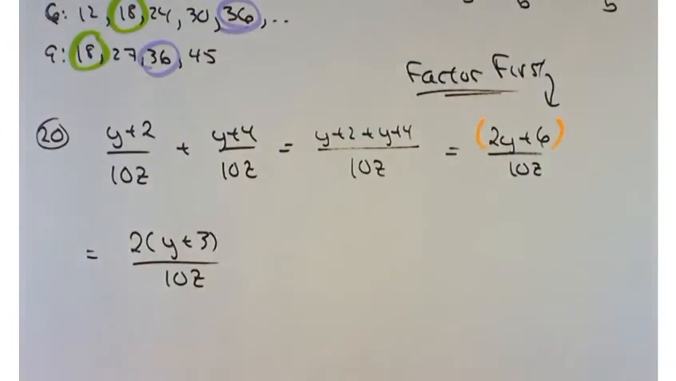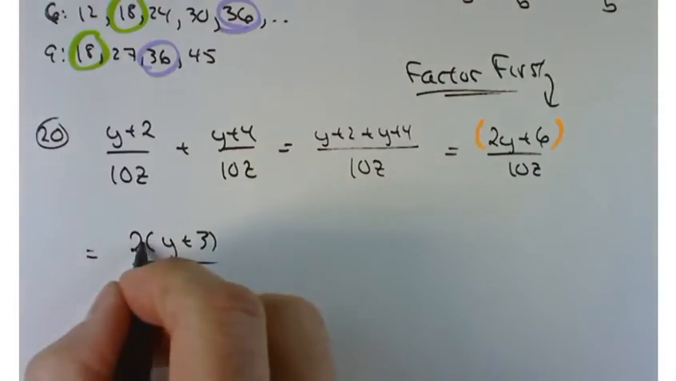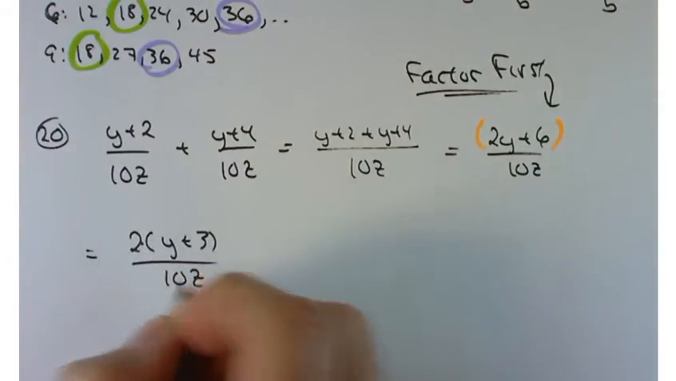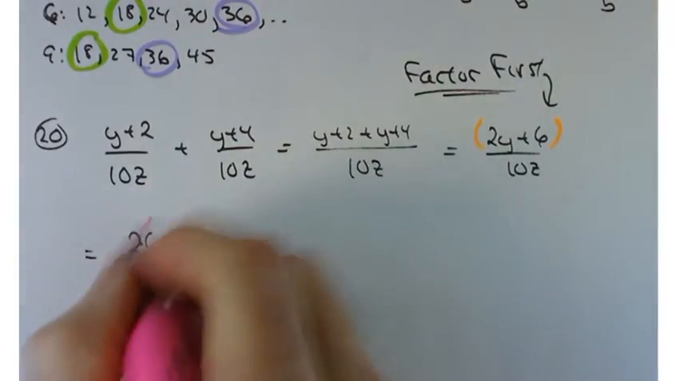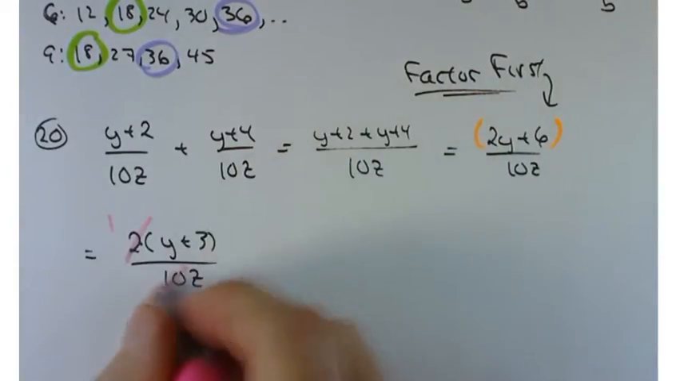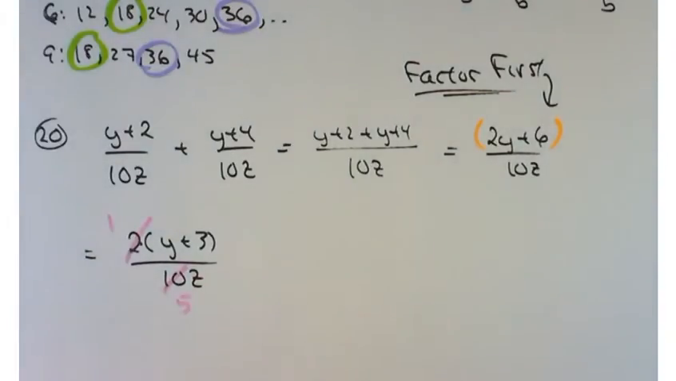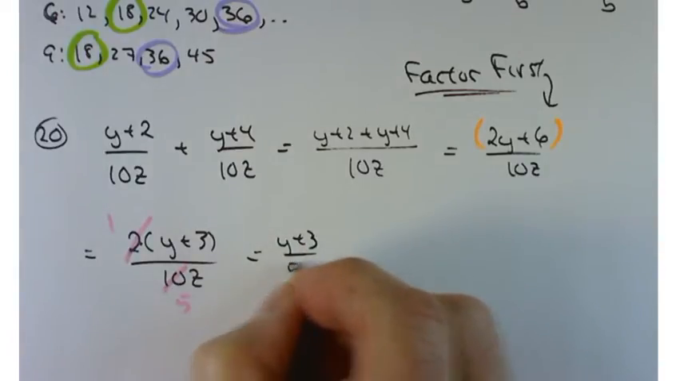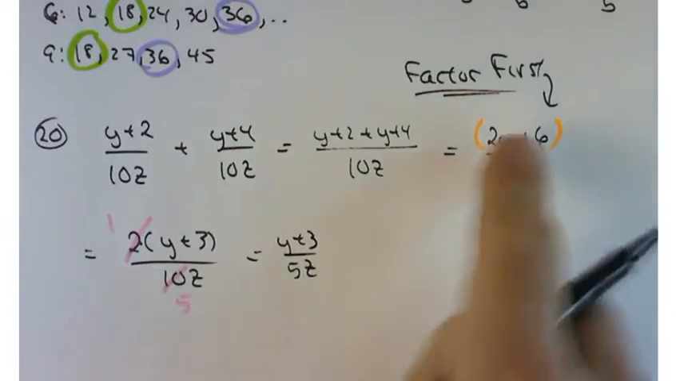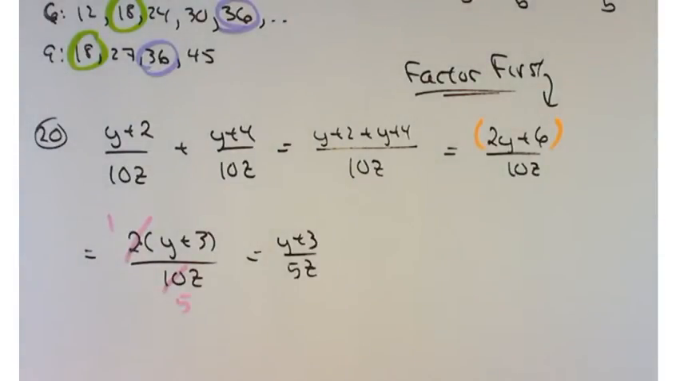But now that I've factored this, now that I have this times this over this times this, now I can do my cancellation. 2 goes into 2 once, and into 10 5 times. Overall, I'm left with y plus 3 over 5z. Make sure you look for that extra cancellation as you do these types of problems. Chances are it'll be there, and I want you to do that.